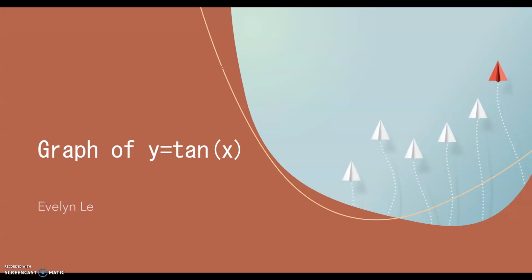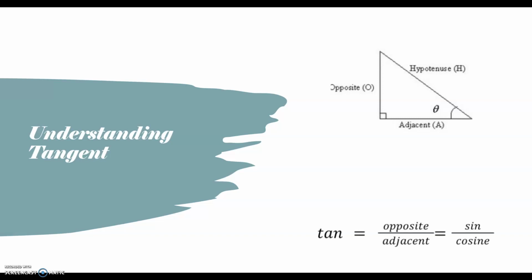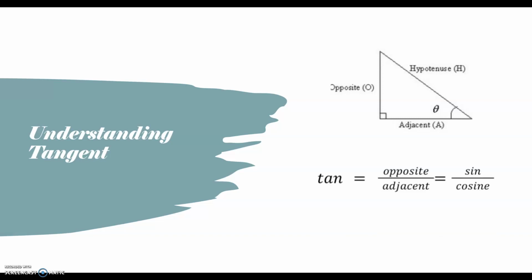Today I'll be introducing you guys how to graph a tangent equation. So this is a little bit of review. Remember that to find tangent, the equation is opposite over adjacent, or in trigonometry identity, sine over cosine.